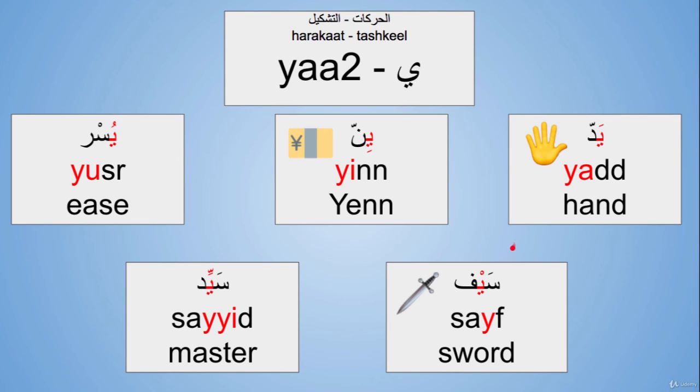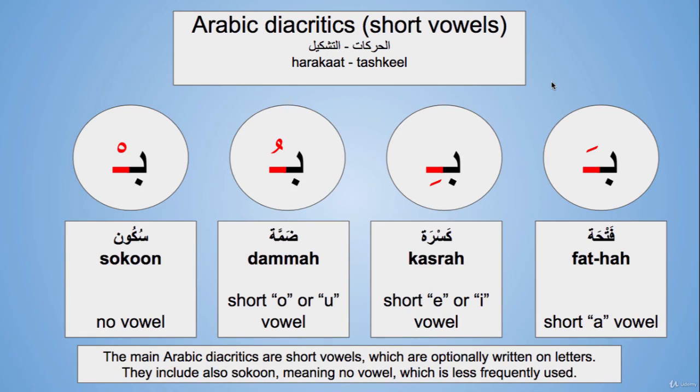And it can come also with sukoon for a word like saif, which means sword. And it can come with shadda for a word like sayyid, which means master. So that's it. We have finished this part about Arabic diacritics, and now we can identify all the diacritics that we can see applied to any letter in Arabic.